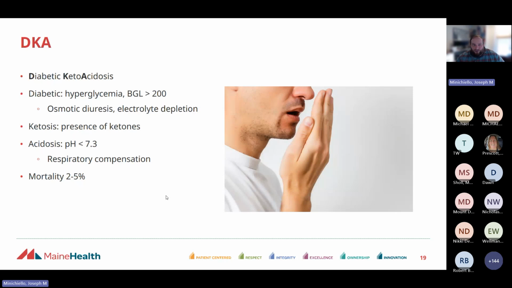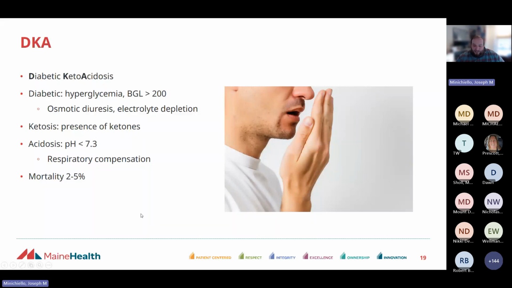And DKA, if not treated correctly, and even if treated correctly, has a pretty high mortality. We're talking like 2 to 5% of people that if they get themselves to DKA, they have a chance of dying. Not just morbidity of some long-term effects, but actually dying from this. So this is incredibly dangerous. Definitely something to be watchful for.